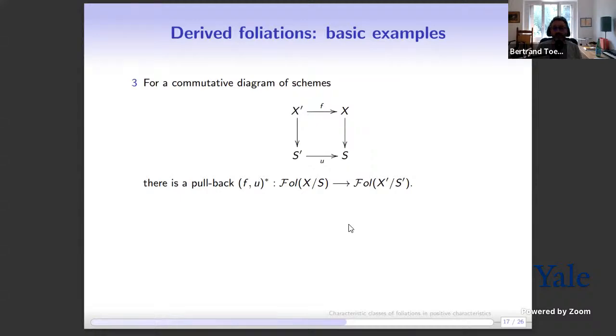One very important construction is that you have pullbacks. So if I have a foliation on X over S, and I have any map, then there's a pullback that acts on X, but also on the base. So if you have a commutative square like this, you get a pullback.